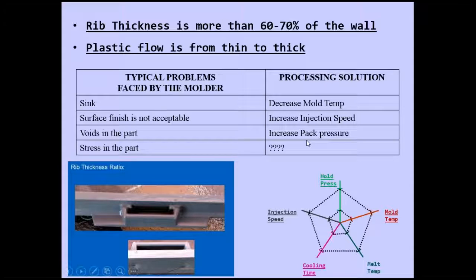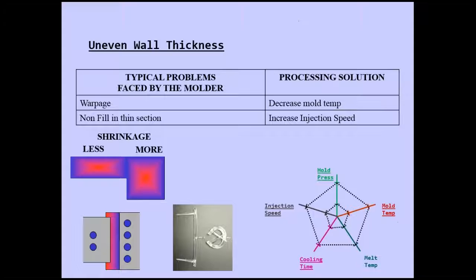Voids in the part, they increase the packing pressure. Stress in the part, it's huge. You can cause stress in the part by doing multiple things, okay? And that's one thing that must also be checked. Unfortunately, it's not a QC check, so really people cannot check it in the QC lab, but the designers need to understand where the stress can come into the part during the molding process. You have to understand that part of it.